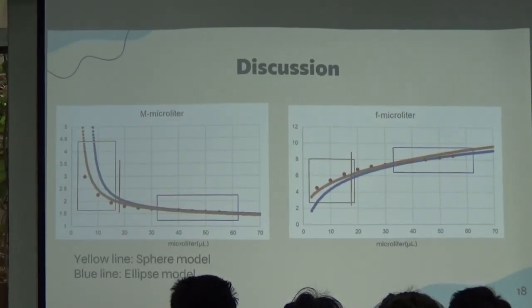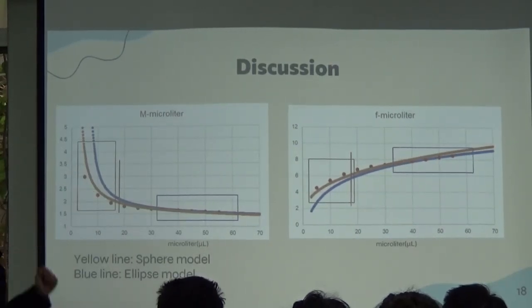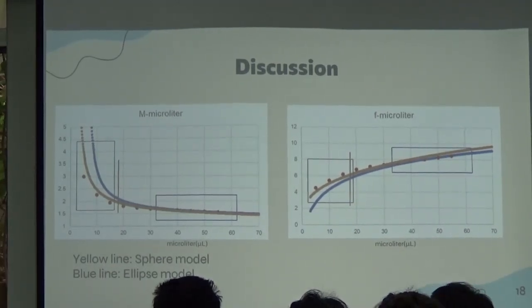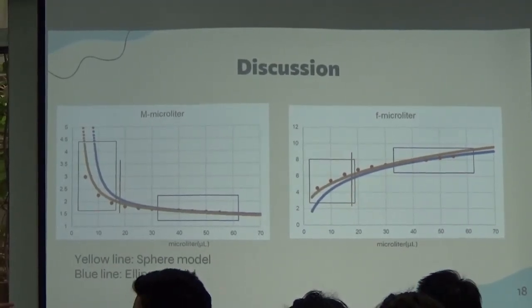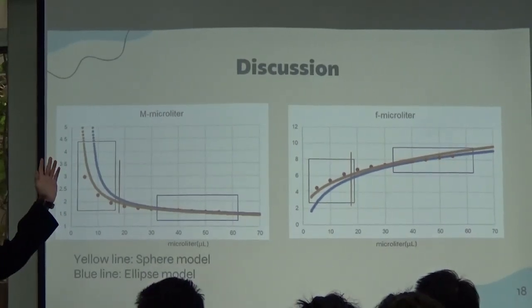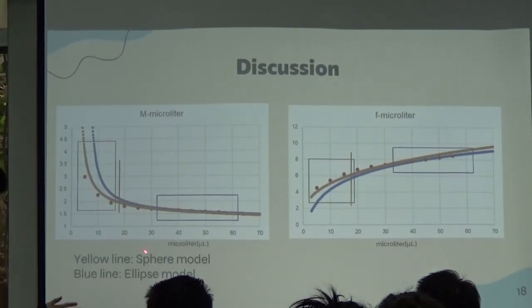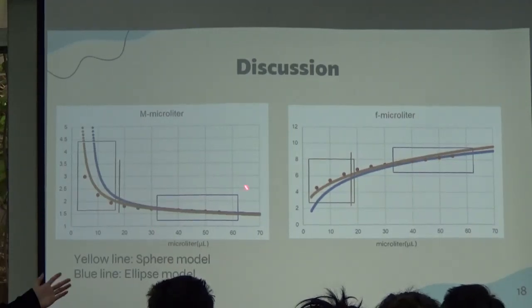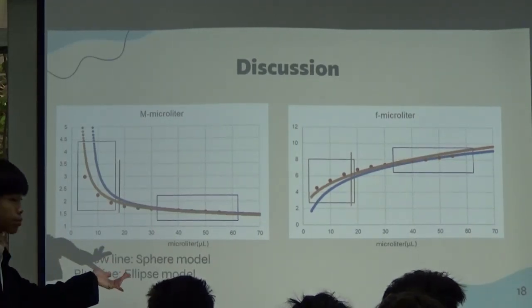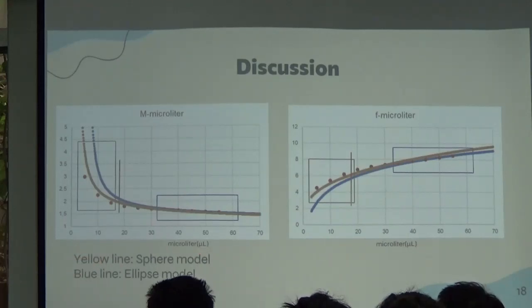Okay, so now let's talk about our theory with our experiment results. First, let's take a look at our blue line, which is the ellipse model. The droplet is an elliptic shape at first, so therefore we first drew the blue line. Compared to our magnification first, we can see that at the higher volumes of water, the blue line, which is the ellipse model, is more applicable to our experiment data.